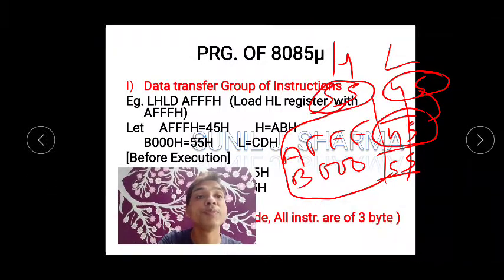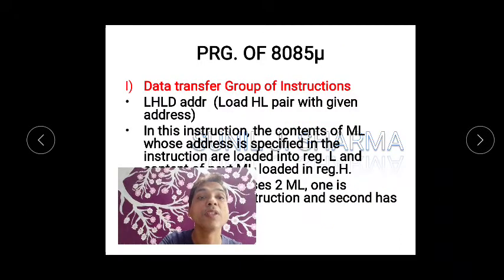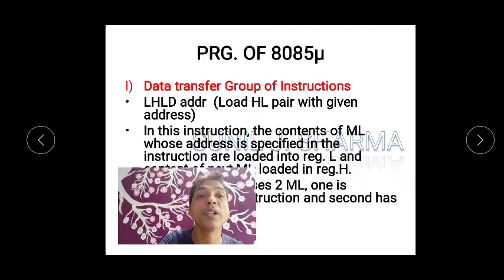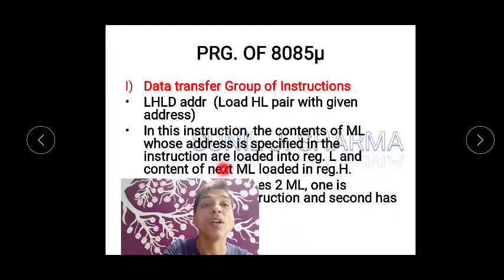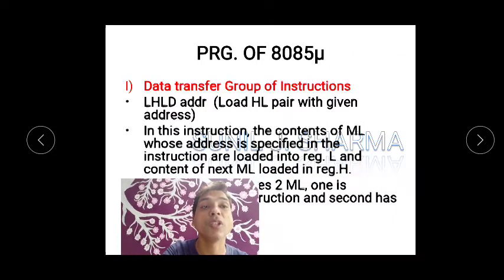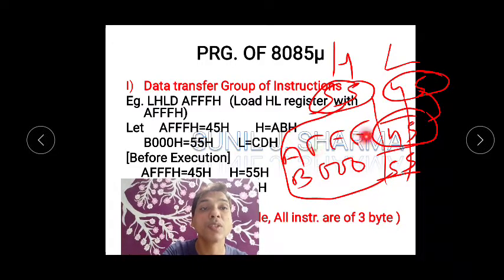Load. Can you see here, it's clearly written: load the contents of the memory location whose address is specified in the instruction into the L register, and the contents of the next memory location are loaded into the H register. So the content at this memory location is 45, and that should be given to the L register.